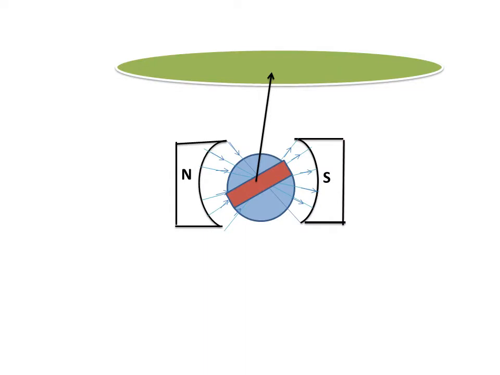A pointer is connected to the aluminum frame and current is passed through the wires. The aluminum frame turns. So the pointer connected to the aluminum frame also turns. The end of the pointer is on a scale from which we can measure the value of phi.